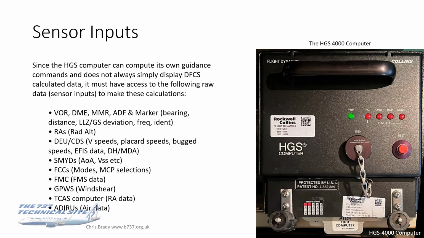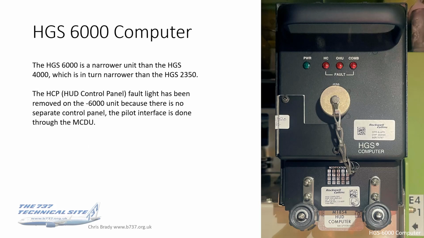This actually is the 4000 because it's got 4 fault lights on the front there. The 6000 is a narrower unit than the 4000, which is again in turn narrower than the 2350, and I say that it's got one less fault light because the port interface is done through the MCDU rather than a separate control panel.